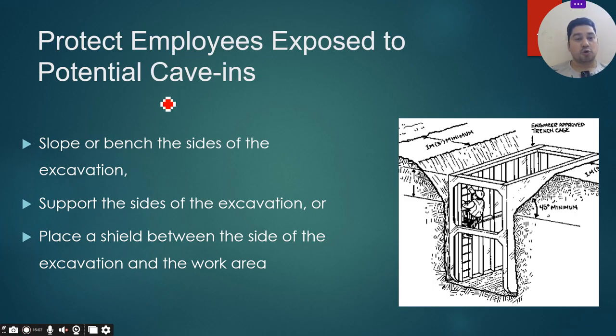Protect employees exposed to potential cave-ins. How can we protect the employees from potential cave-ins? Slope or bench the sides of the excavation. That is the number one requirement that we can use. Or support the sides of the excavation, and place a shield between the sides of the excavation and the work area. So these are the options that we can use to protect our workers from cave-ins.